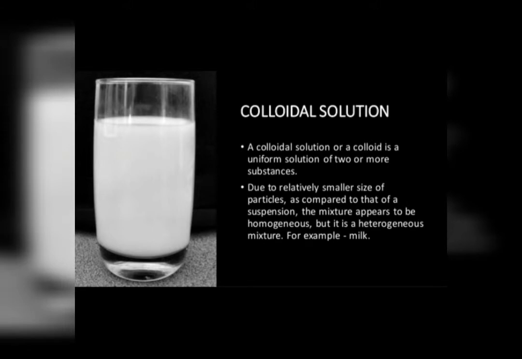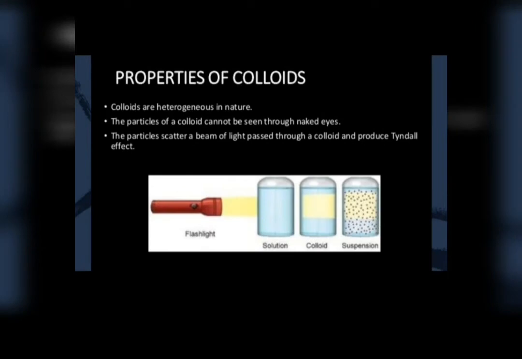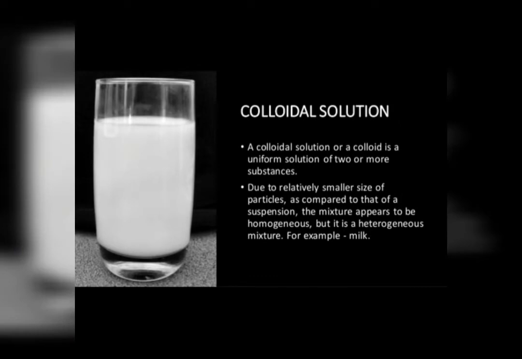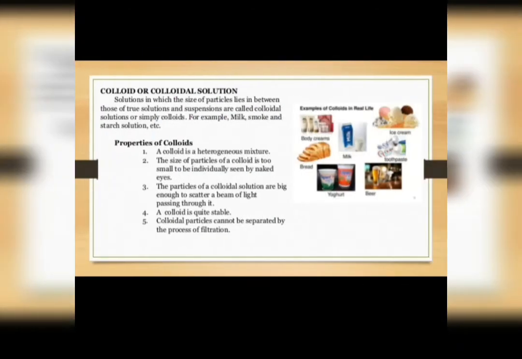Another important property of colloids is that they are quite stable. What do we mean by stable? Stable means that the particles of a colloid do not separate out on keeping. The particles are not big enough to get separated if we leave our mixture undisturbed. The particles are small, so they do not get separated on keeping.